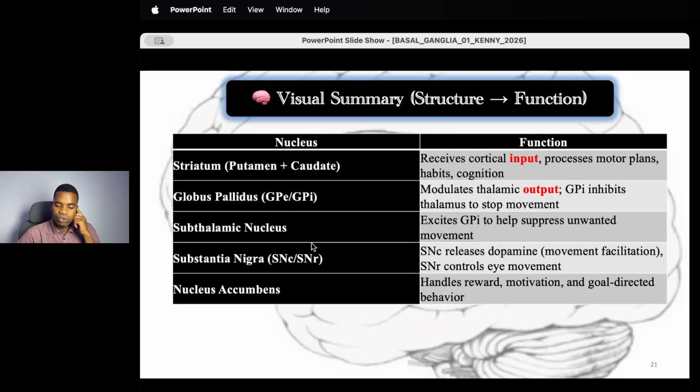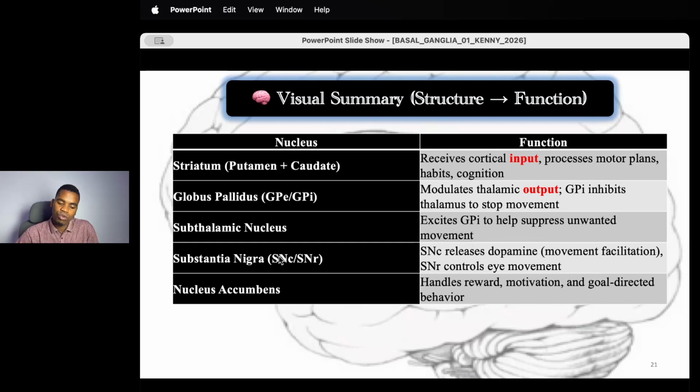So we saw we have nuclei of the basal ganglia and their function. We saw the striatum is mainly acting as input to the basal ganglia. The globus pallidus has two segments, external and internal, and the internal segment is acting as output from the basal ganglia system. But we have the subthalamic nucleus whose function was to suppress unwanted movement. We're going to see how.